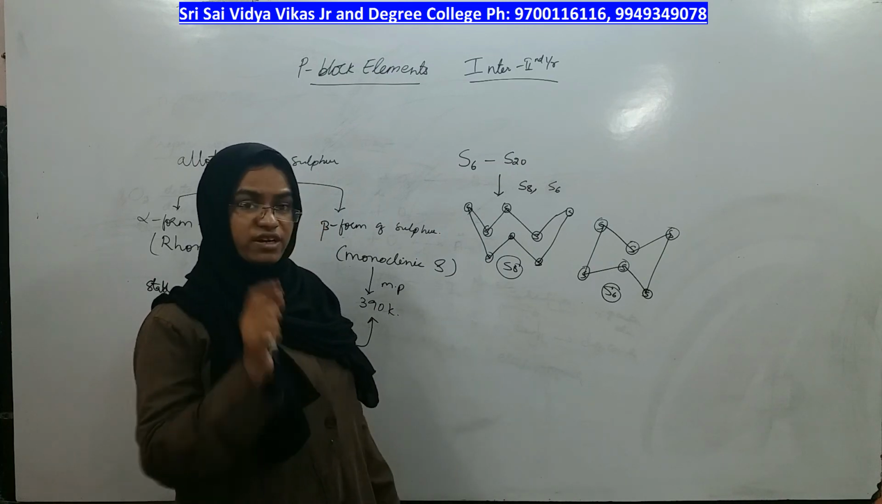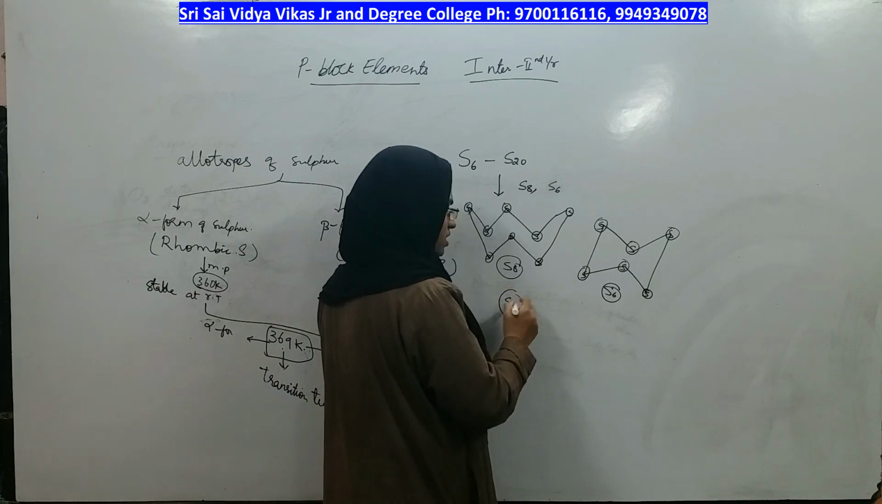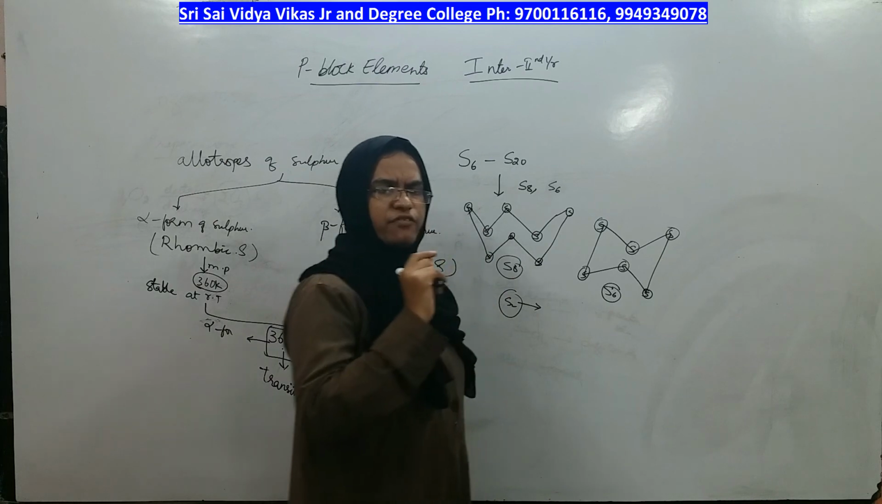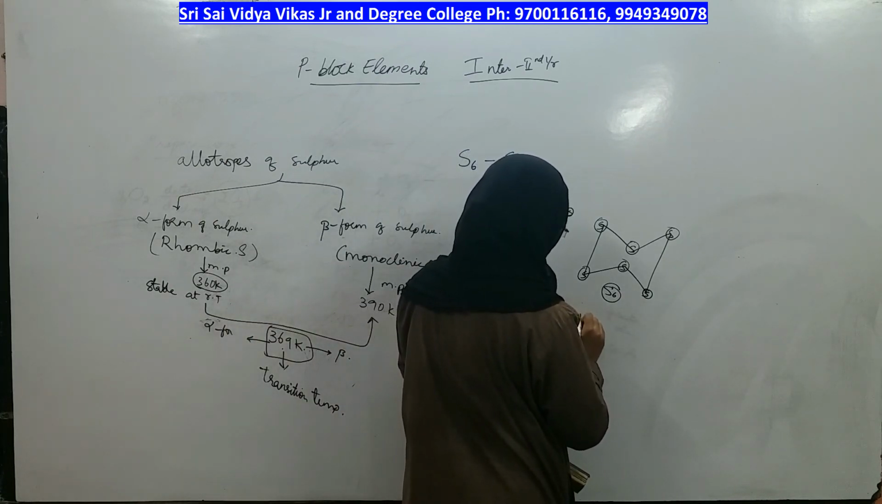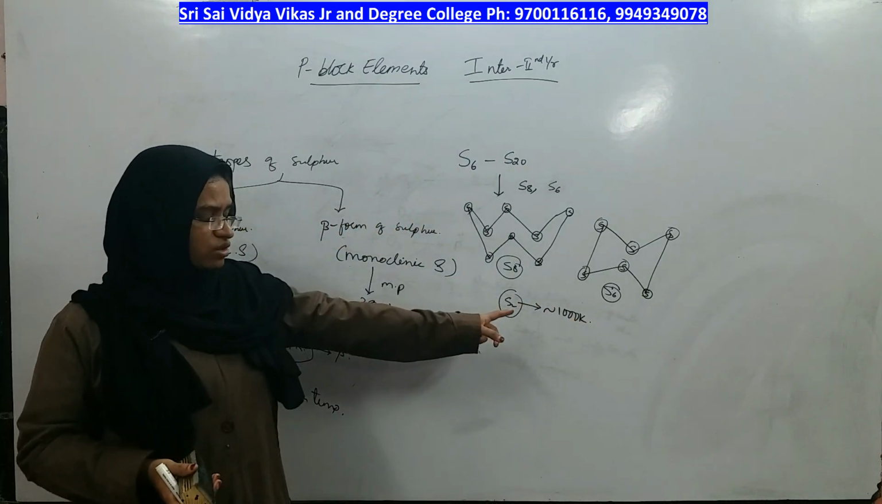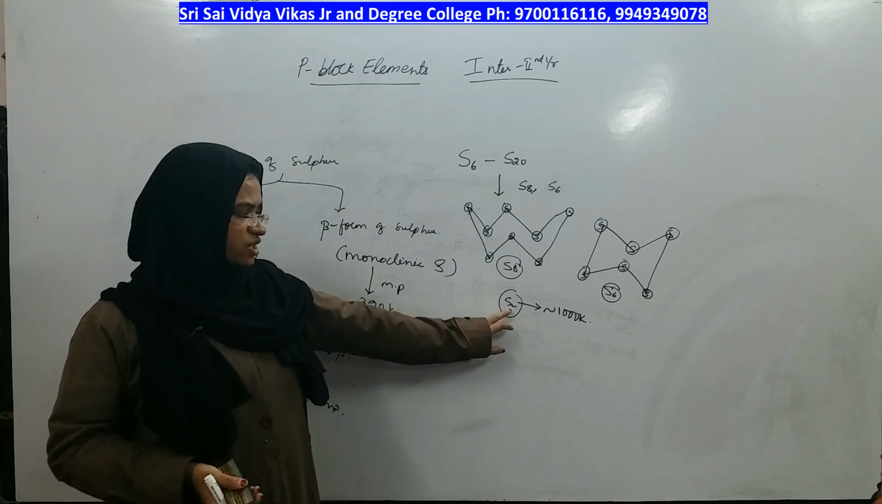Okay, there is one more allotrope of sulfur, chemically I mean, which is S2. But this S2 allotrope is obtained at a very high temperature of around 1000 Kelvin. If you increase the temperature to around 1000 Kelvin, then you will get a type of sulfur which is S2.